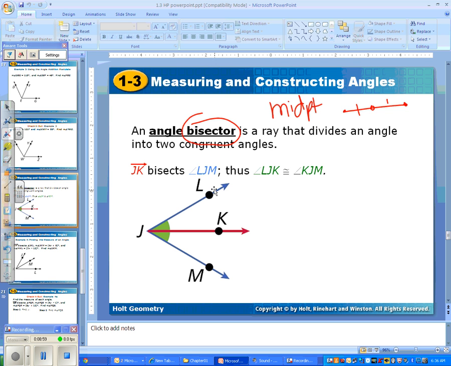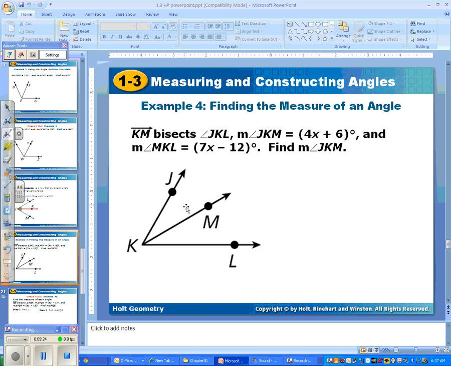So if I wanted to tell you that JK is the bisector of this angle, I could do that by putting in those tick marks. So these tick marks show you that this is exactly the middle and it's the angle bisector. So then, if this is the angle bisector, that means that angle LJK is going to be congruent to angle KJM. So what we're going to do is give you problems like this, and you guys are lucky.